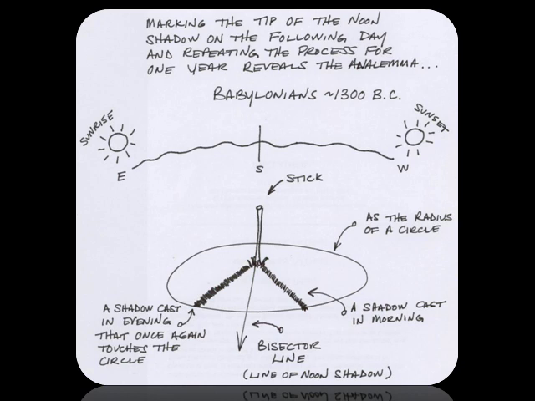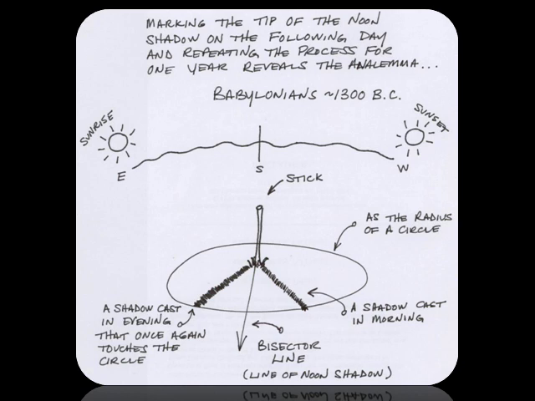In 1300 BC, it was possible for them to perform this process and recognize that there are 365 days in a year. Not only that, it was possible to recognize that it's not exactly 365, that there's a little bit of variation in the year according to that.